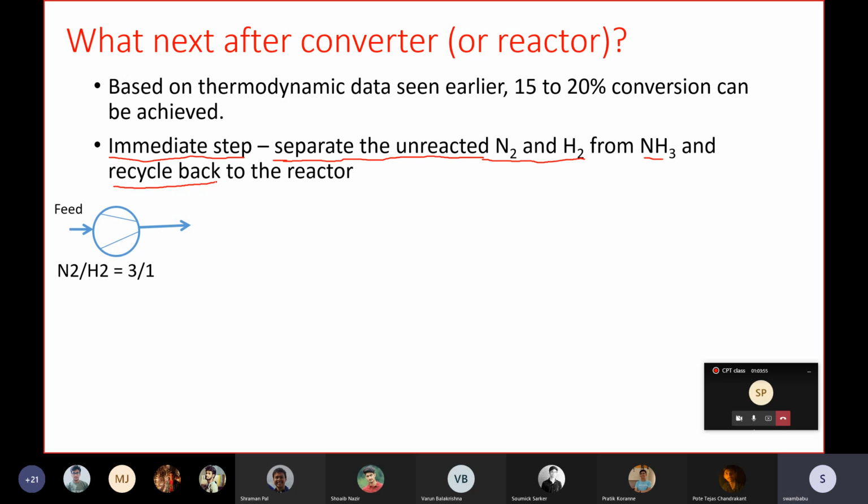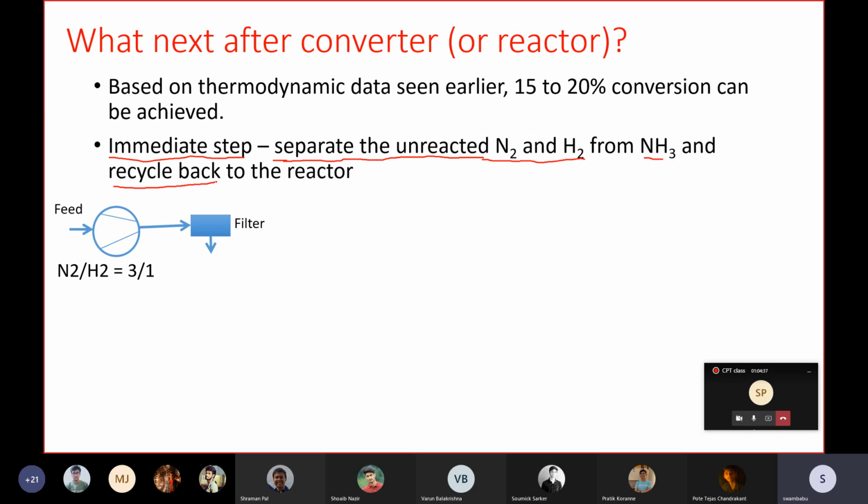So the feed, nitrogen and hydrogen, is supplied at a 3:1 stoichiometric ratio. Often in industrial processes, if you have any water particles, either during compression or the initial process, they will be removed. Even trace amounts of water particles are removed because that is poisonous to the catalyst.